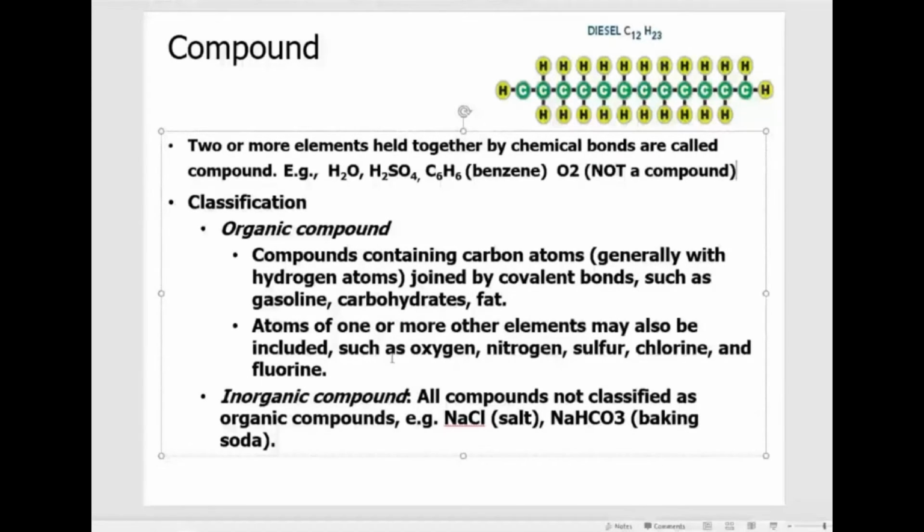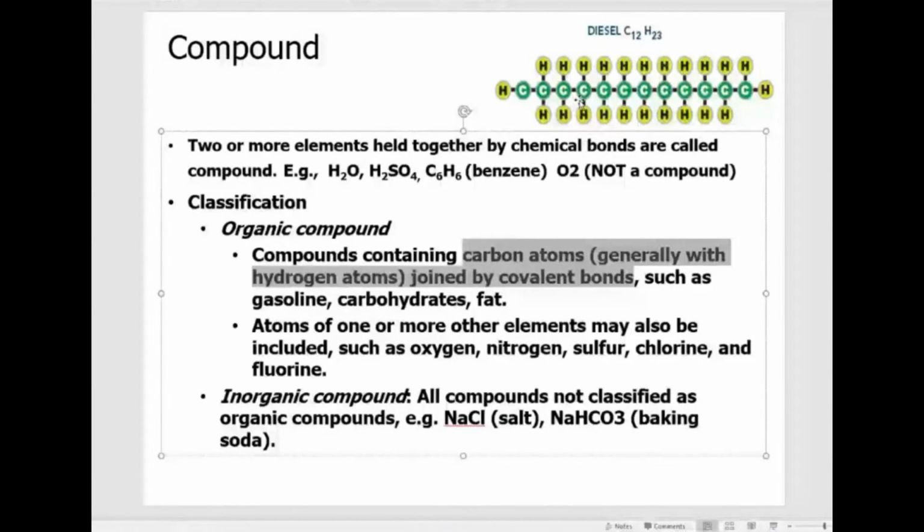So organic compounds are very important when we talk about life, when we talk about all the important functions. Organic compounds contain carbon atoms joined together by covalent bonds. Examples are gasoline. I have a picture right here. This is diesel gas, and you can see that it's really just a hydrocarbon, right? So you have carbon atoms bound together by covalent bonds.